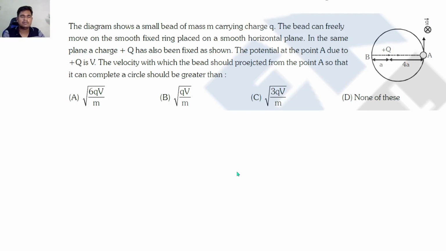In this question, we have been given that the diagram shows a small bead of mass m carrying charge q. The bead can freely move on a smooth fixed ring placed on a smooth horizontal plane. In the same plane, a charge plus q is also shown. The potential at point A due to plus q is V, and with what speed the bead should be projected from point A so that it can complete the circle should be greater than, okay.